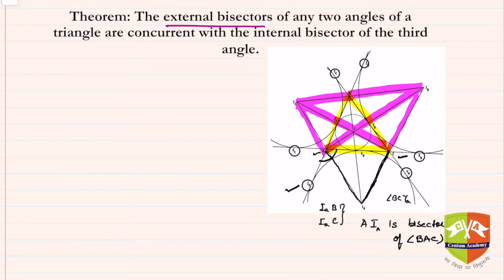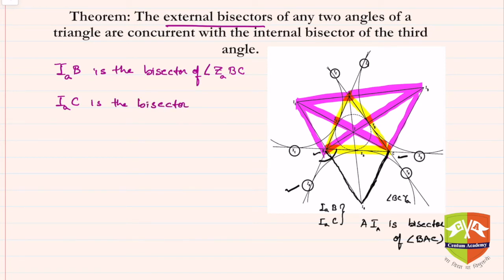So IAB is the bisector, not external, of angle ZABC. IAB is the bisector of angle ZABC, and IAC is the bisector of angle YACB. Correct? Look closely, you will get it.